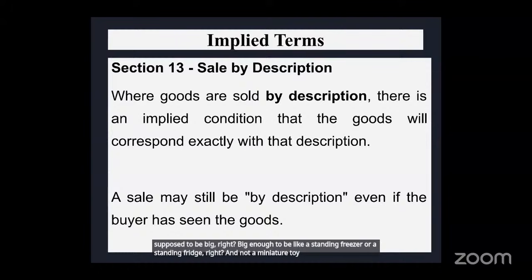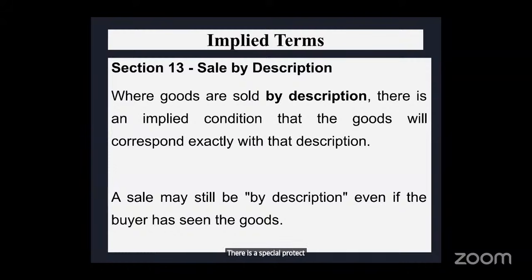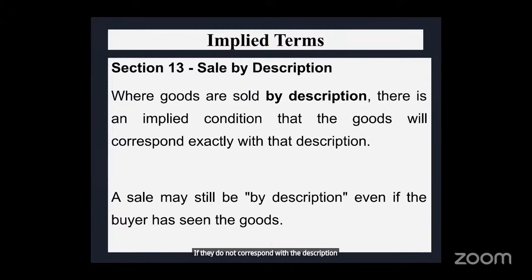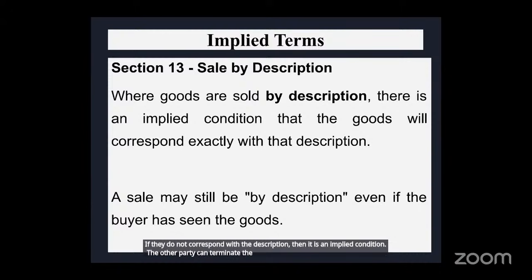So you see that when the goods are sold by description, there is a special protection provided by the Sale of Goods Act under section 13, which says that when goods are sold by description, the goods must correspond exactly with the description. If they do not correspond with the description, then it is an implied condition. The other party can terminate the contract.